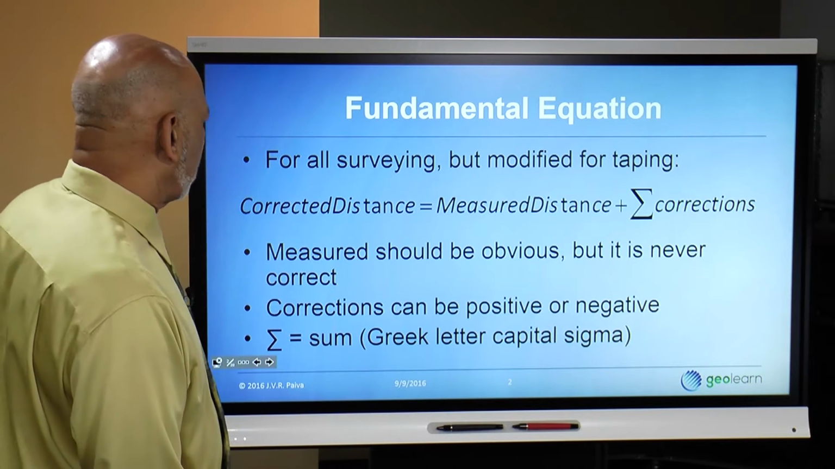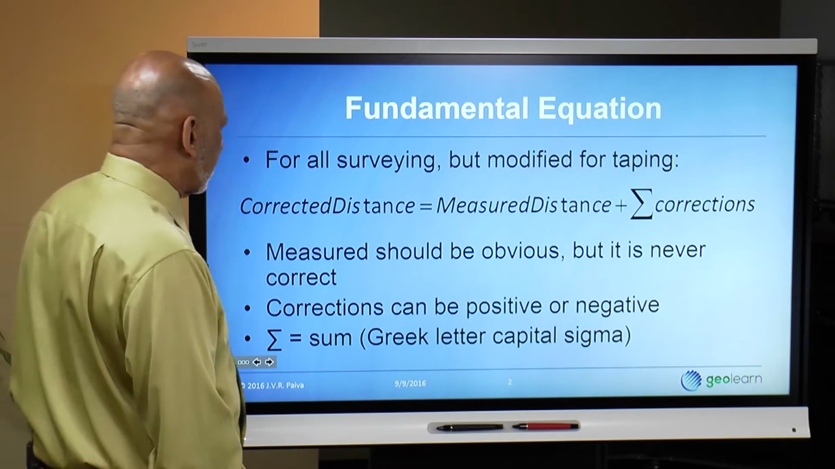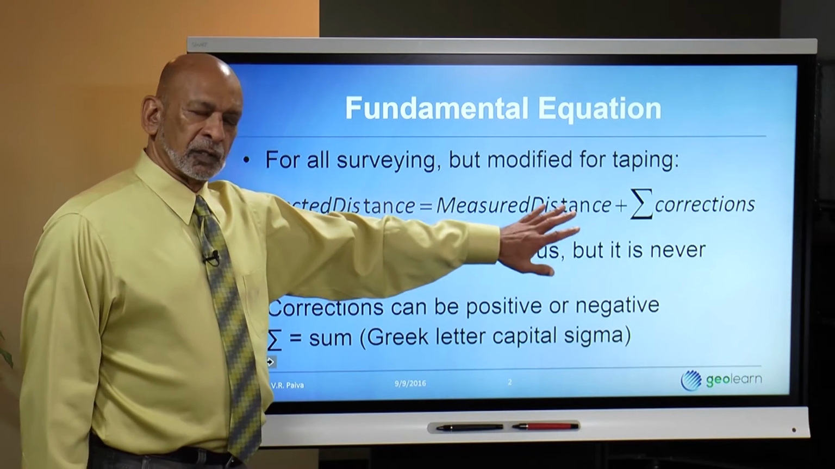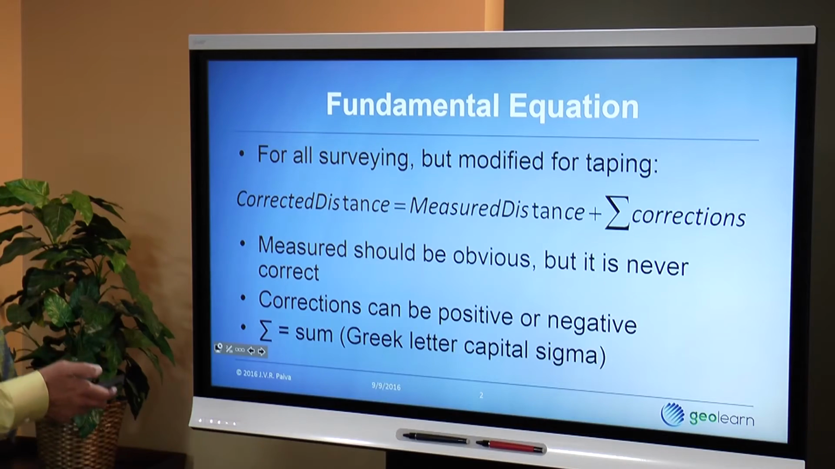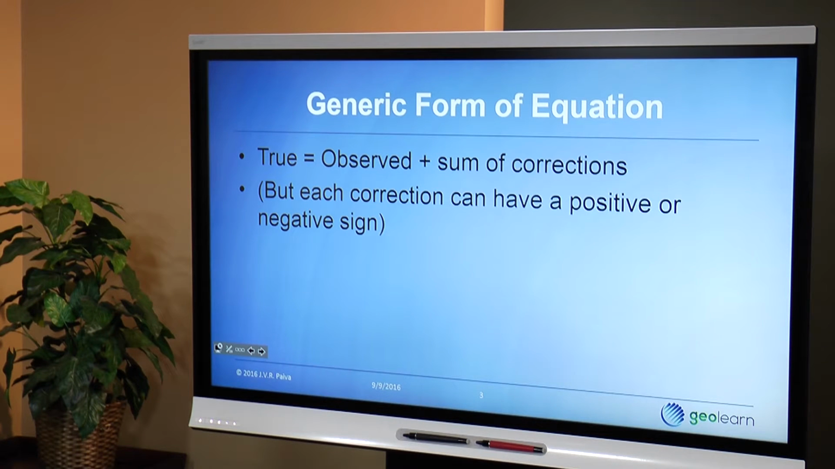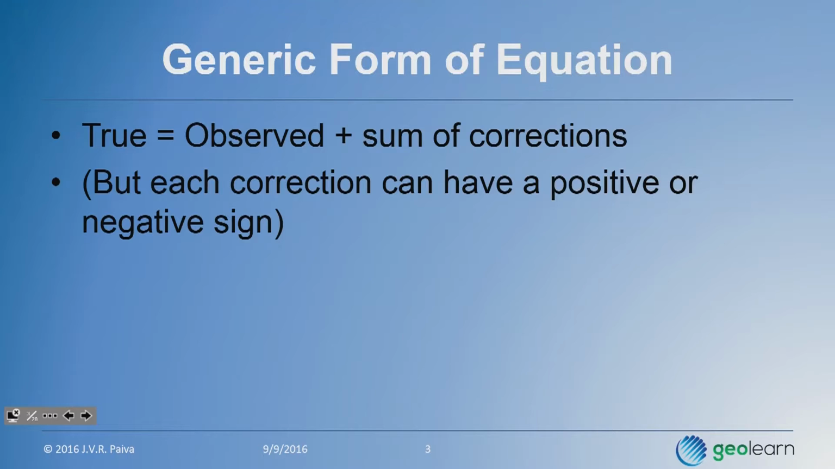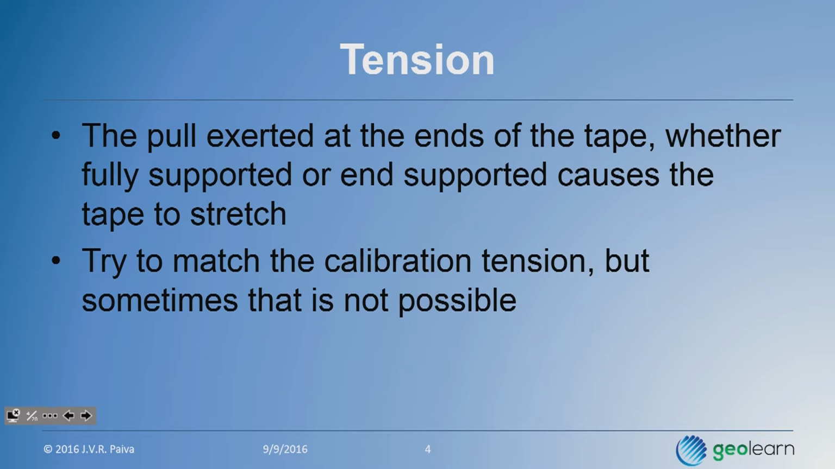Just wanted to review again that our basic equation for distances is that the corrected distance is equal to the measured distance plus corrections, the sum of the corrections. And that the generic form of this is that the true value is equal to the observed value plus the sum of the corrections, understanding that the corrections themselves may have a positive or a negative sign.